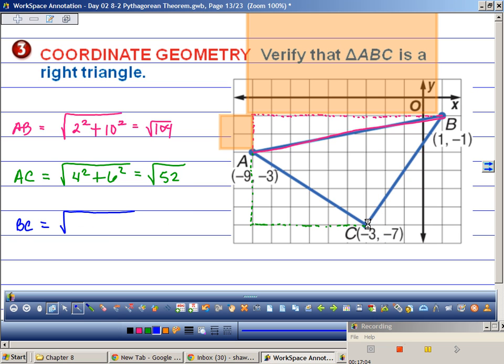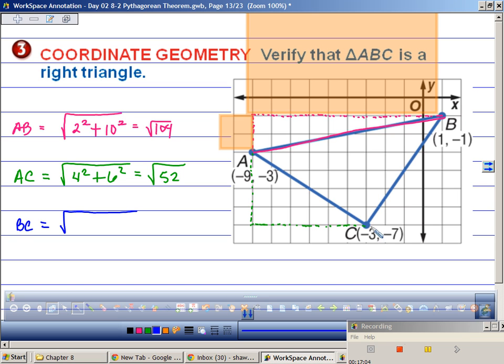How far do I have to go up to get to B? Let's do our run first. 1, 2, 3, 4. And my rise, 1, 2, 3, 4, 5, 6. It doesn't matter, but I'm doing it this way for a very specific reason.